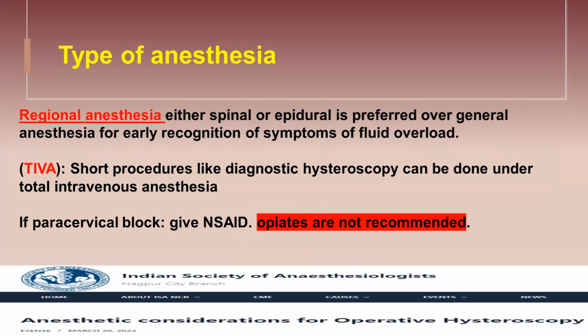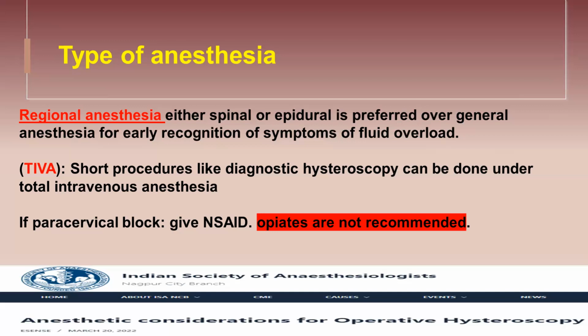Generally speaking, the recommendation of many societies is to go to regional anesthesia rather than general anesthesia to minimize the risk of losing control of the brain, because if you give regional anesthesia, the patient is conscious and her reaction to you is very important to guide you against any serious side effects of the distension media. So regional anesthesia should be put in mind for hysteroscopic surgery. And you can use TIVA for short procedures like diagnostic hysteroscopy or fine adhesiolysis and so on.